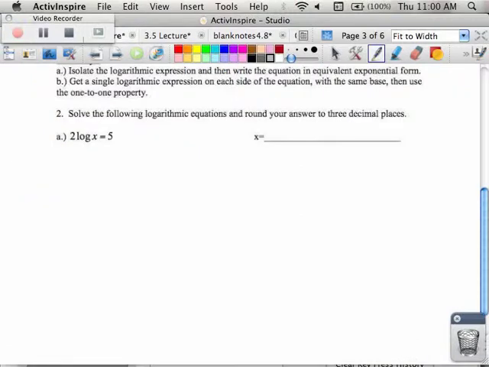Not so bad. Okay, the next one, in number 2, it says solve the following logs. Doesn't really tell us how to do it. All right, so we can use any method possible. And if I can use any method possible, I guess I'm going to divide by 2 on both sides.